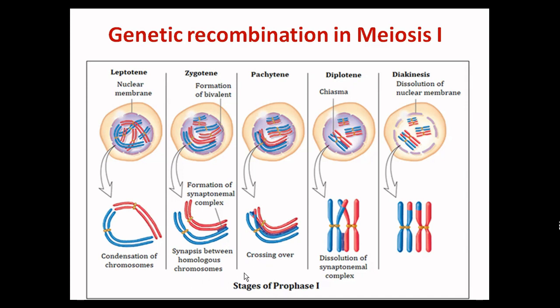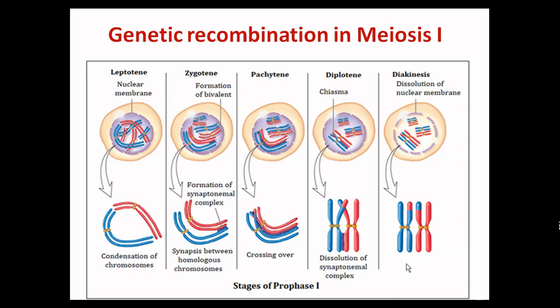Synapsis means pairing of the homologous chromosomes, and in pachytene the genetic recombination by crossing over occurs, and in diplotene there is a separation of the chromosomes by the dissolution of the synaptonemal complex, and in diakinesis we can see that an exchange of the fragments of chromosomes has occurred.